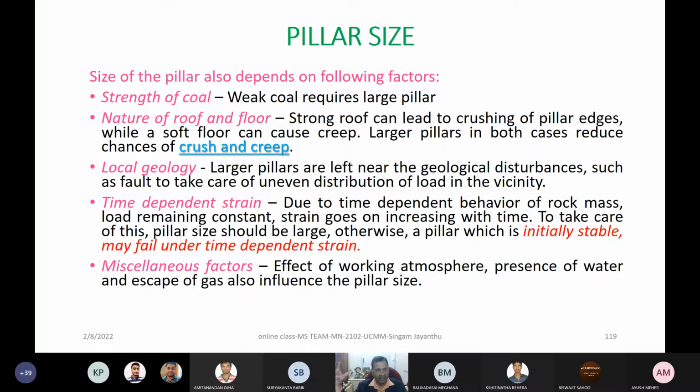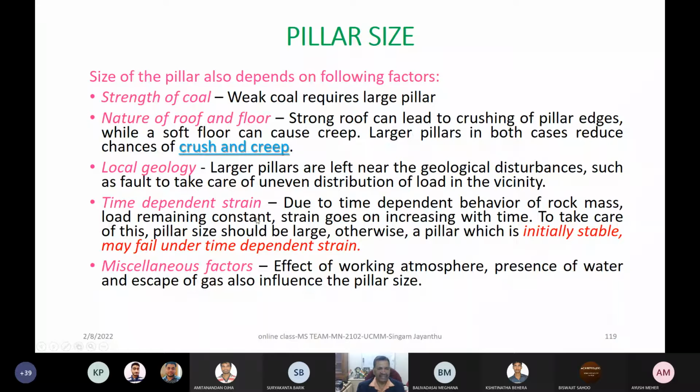Now, these are all the factors that you have to consider in deciding the pillar size. That is the meaning of this. Then you have to consider the local geology. That means larger pillars are left near geological disturbances, such as a fault, to take care of uneven distribution of load in the vicinity. I think I need not elaborate, you can understand.